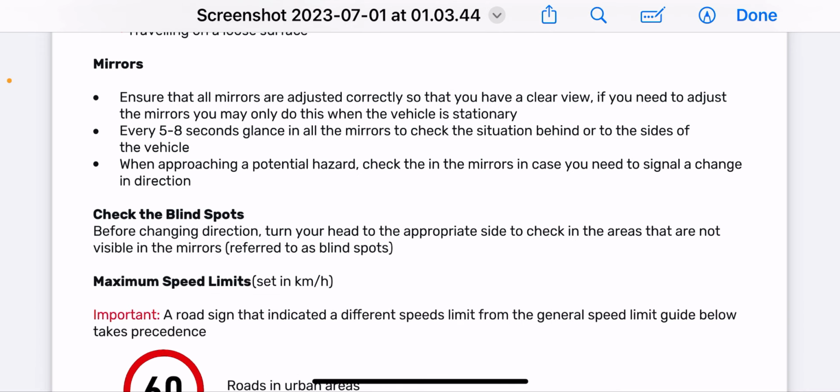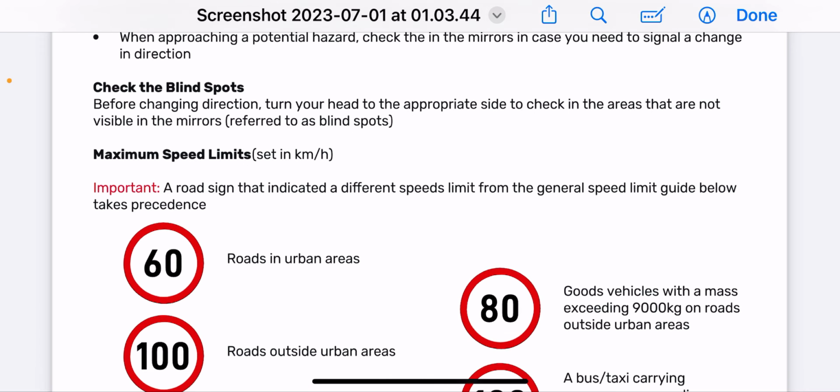Going down to the blind spot. Before changing direction, turn your head to the appropriate side to check in the areas that are not visible in the mirrors. Those areas which are not visible in the mirrors are referred to as blind spots.